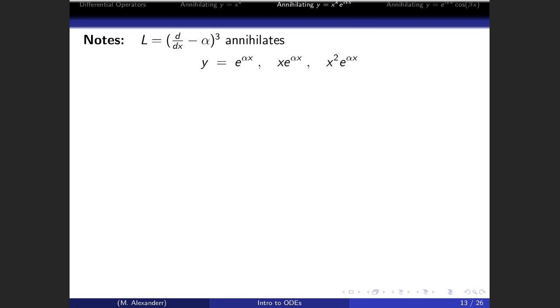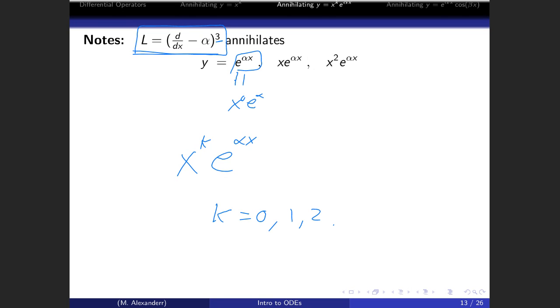So here we have the operator, and I'll put this in the blue box, but now the power is to the third power. And what we're saying is this blue operator is going to cancel out functions of the following format: x^k e^(αx), and then the k here can be either the value 0, 1, or 2. So technically the first function that we have here is the same thing as x to the 0 e to the alpha x. So that's why I'm saying that we only need to remember this format.